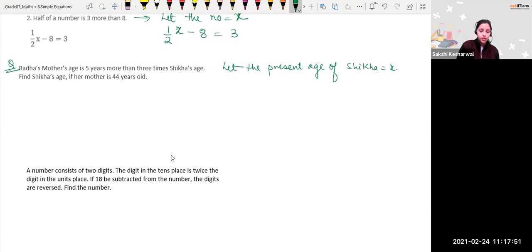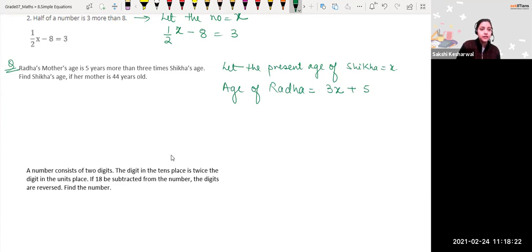Yes or no? Read out the statement, what the statement is saying. Radha's mother's age is 5 years more than 3 times Shikha's age. So the age of Radha's mother will be how much? It says 3 times the Shikha's age, right? 3 times the Shikha's age plus 5 years more, right? That's it.